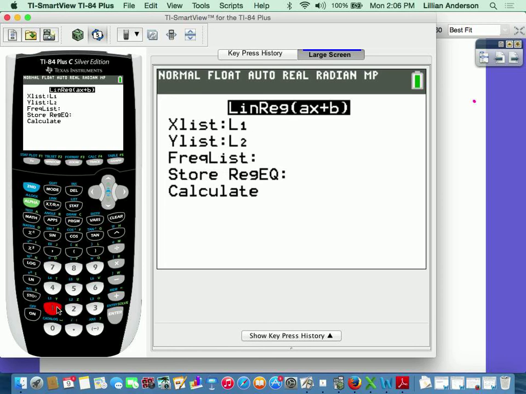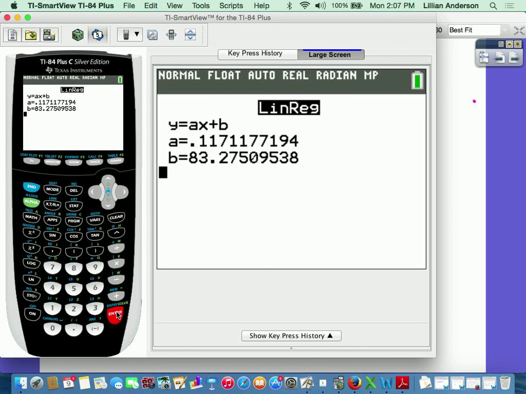Stat, go over to count, go down to lin reg. If yours doesn't look like this, hold up real quick and just go all the way down to calculate and press enter. For everybody else, if your calculator doesn't do this, yours is simple. All you do is press second, go over to count, go down to lin reg, L1, comma, L2, Enter. Then it gives you your A and your B.